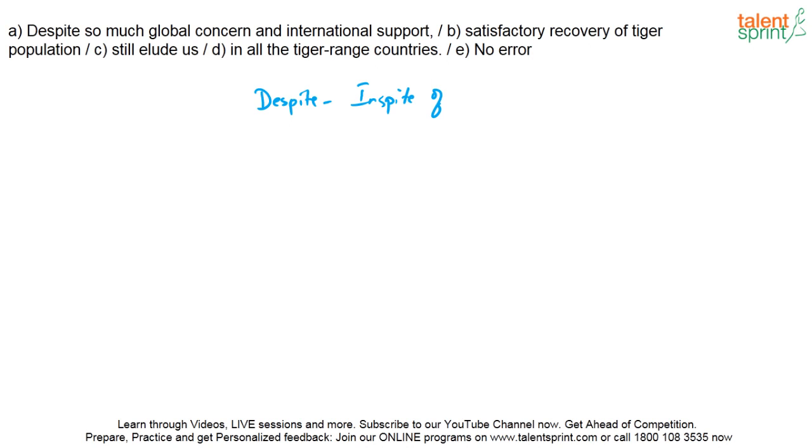Exactly. Anyway, so in spite of so much global concern and international support, what's happening? Satisfactory recovery of tiger population still elude us in all the tiger range countries. So I have B and D.